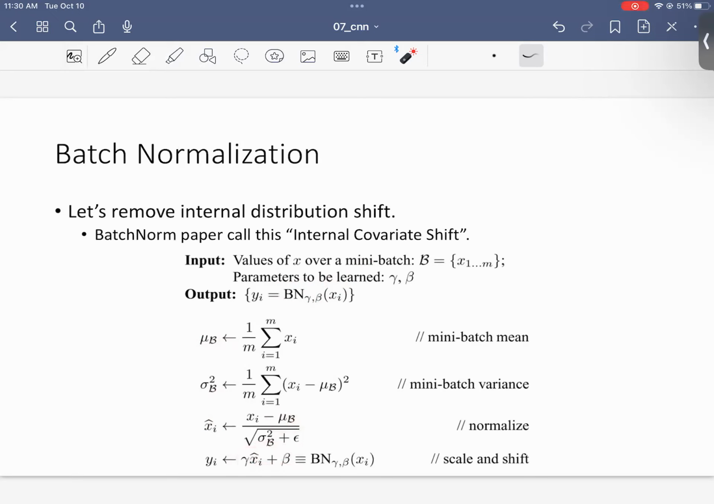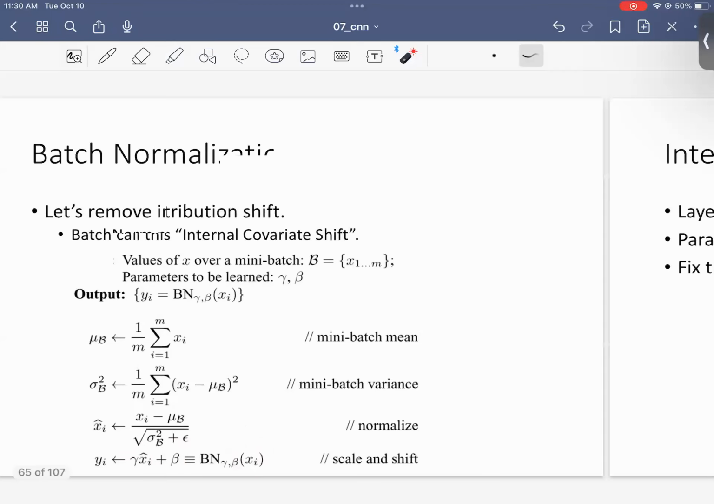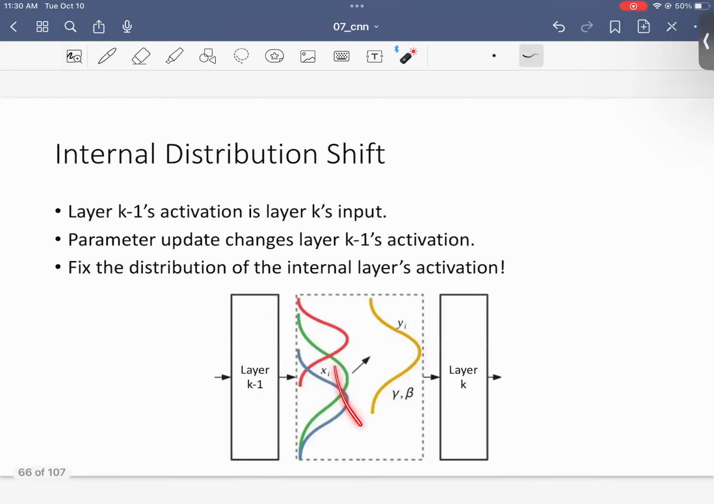Basically, we've normalized it, but maybe that's too much of a constraint, because a normalized value usually has to follow a fixed distribution like this, right? That's maybe a very harsh constraint. So we give some flexibility to move around. That's where gamma and beta come in. We want to keep the same output distribution for every layer, so that the training process becomes way smoother and more stable.